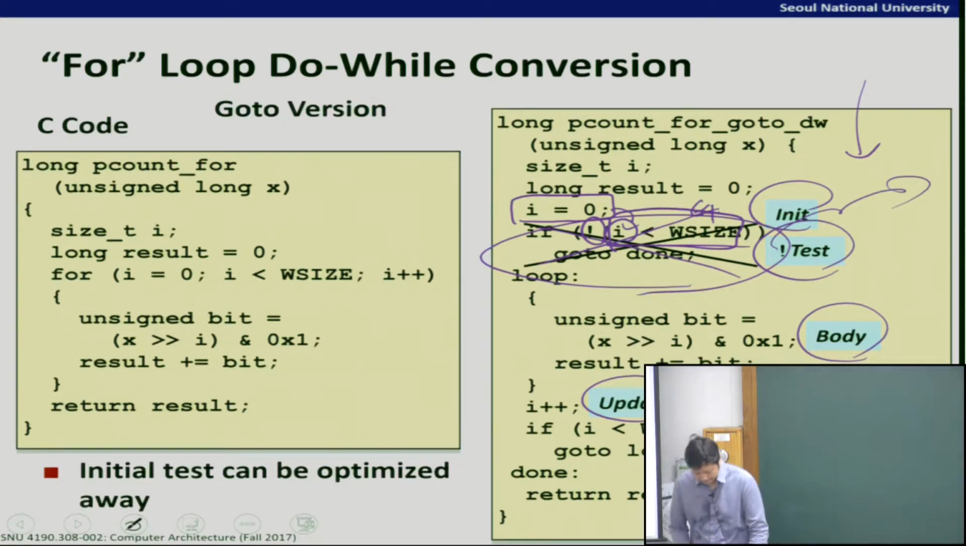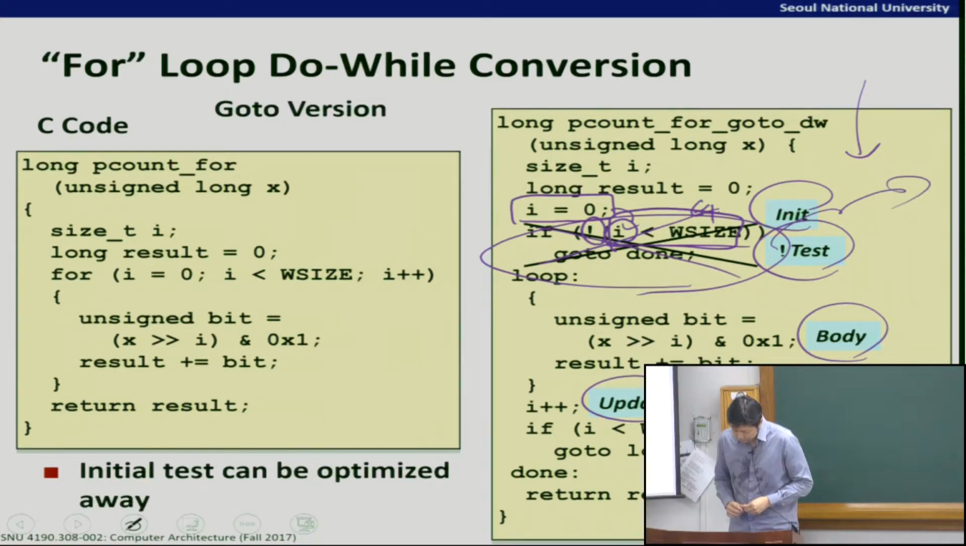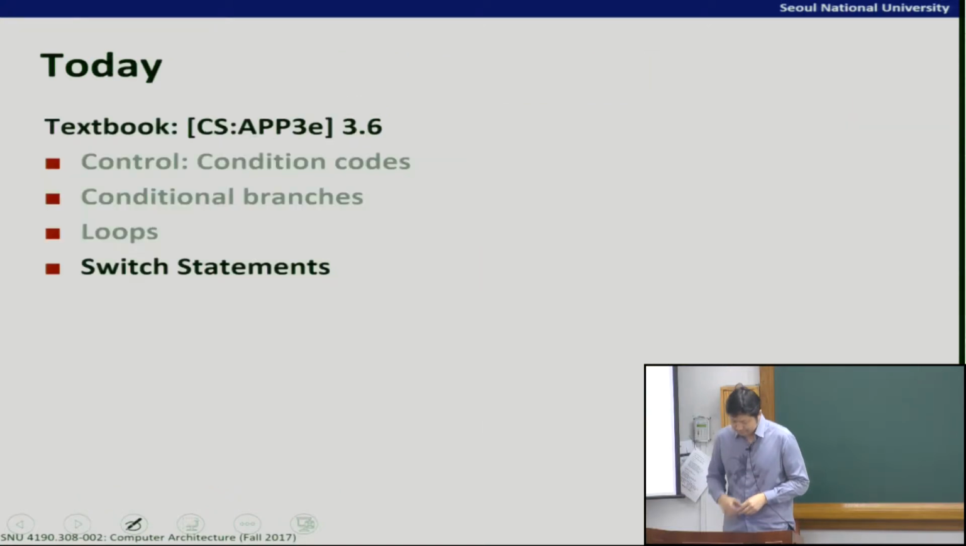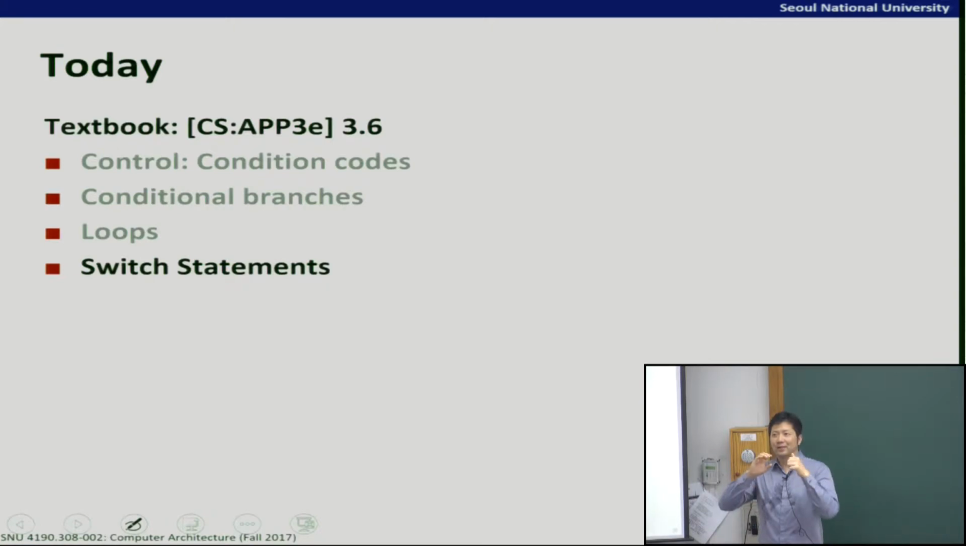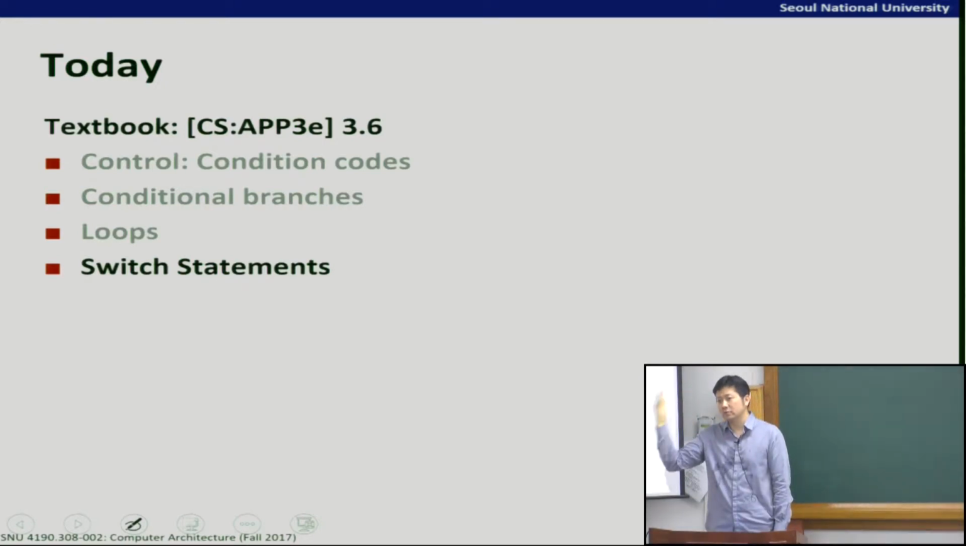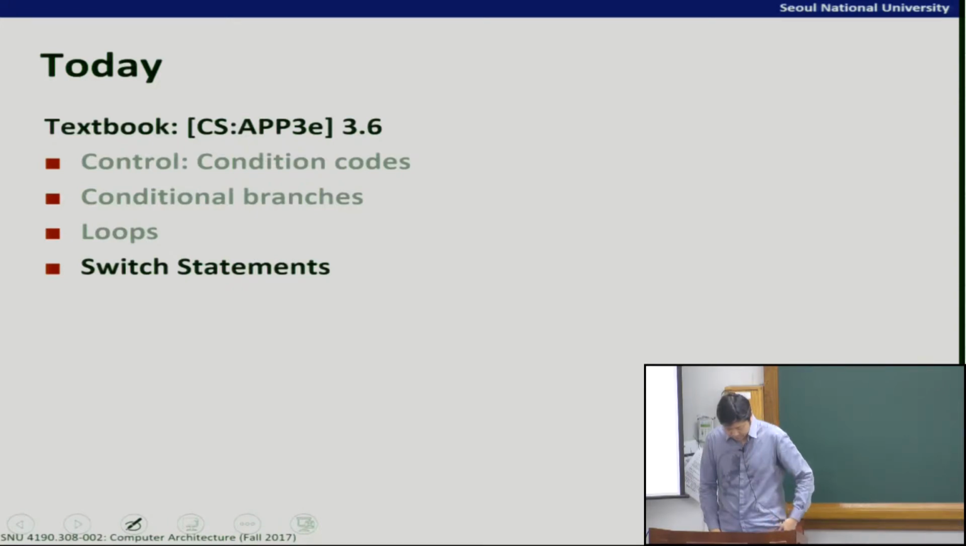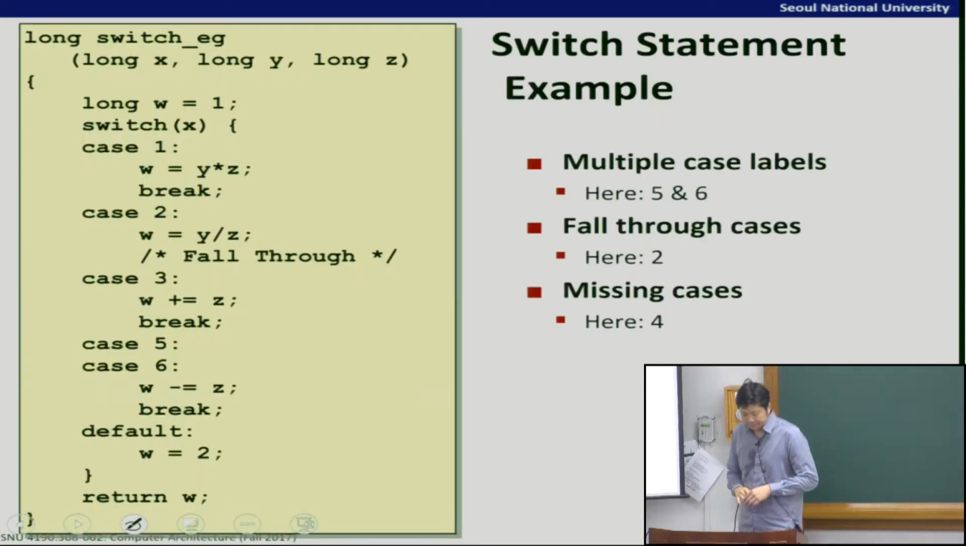Okay. All right. Any questions? I did a bunch of transformations from for to while to do while to go to. We went through multiple steps of transformation, and then eventually we translate this go-to version of the code into assembly to get the final version. Okay, so no questions. So we move on to the switch statement.